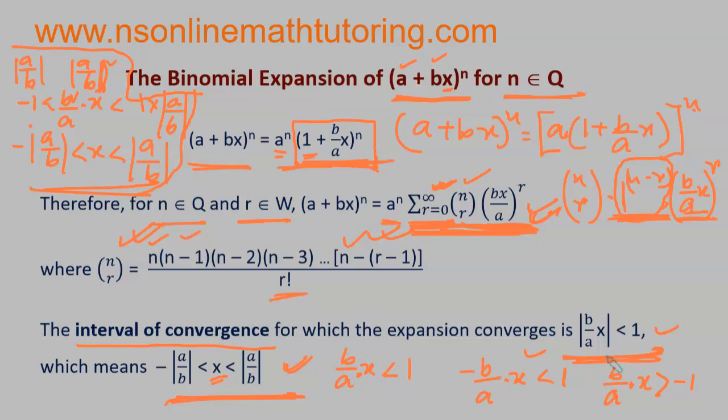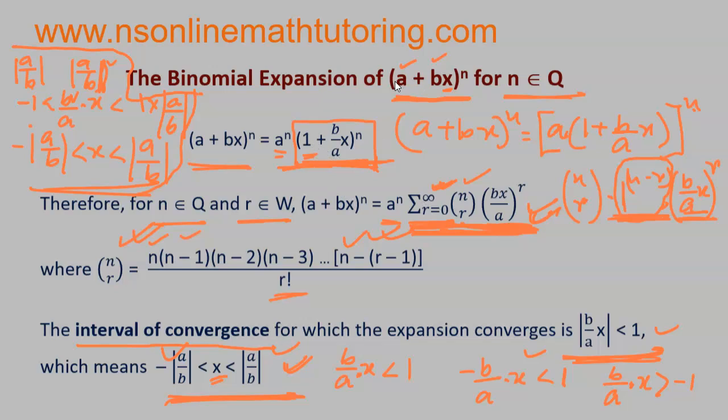So this is the region, the interval of convergence. Only if x has a value lying between these two extreme points will the infinite series be converging to a particular value, otherwise not. Okay, fine.